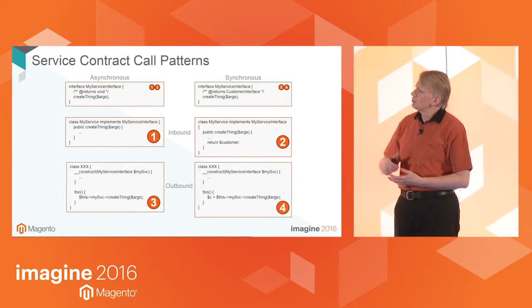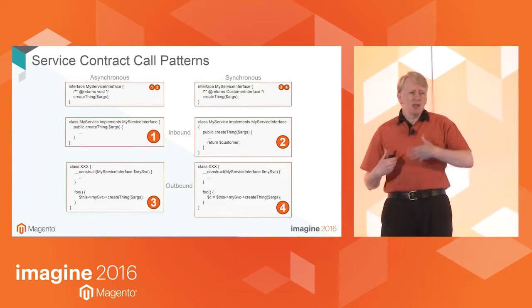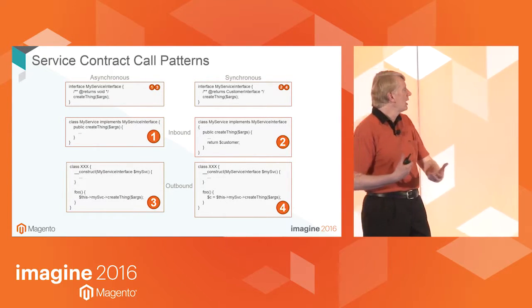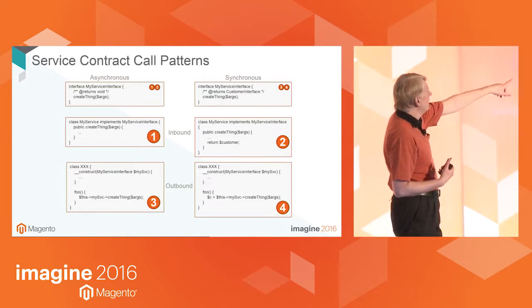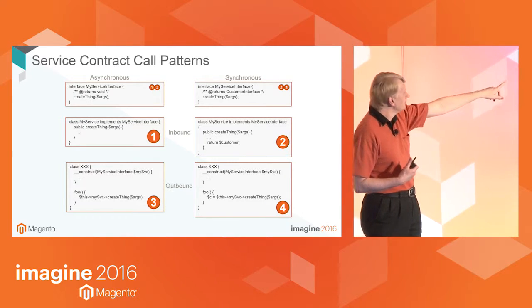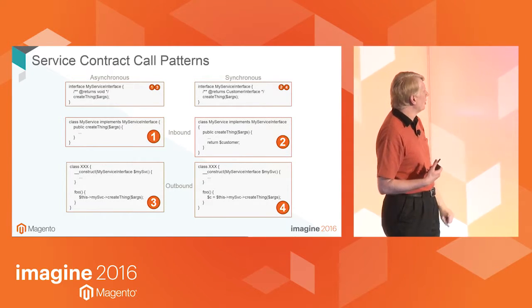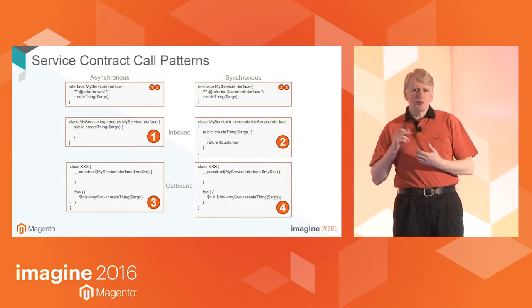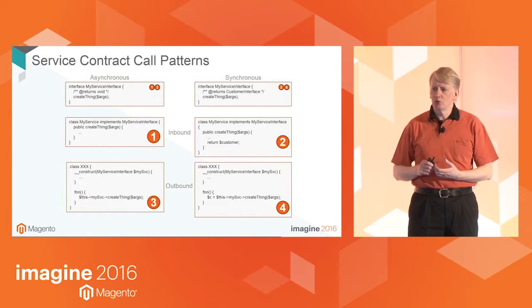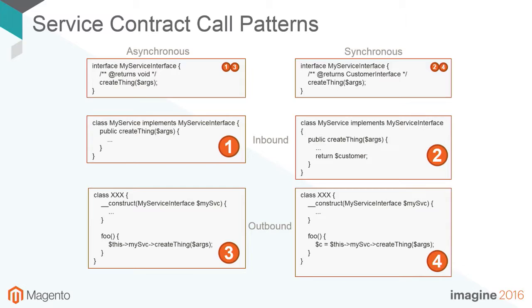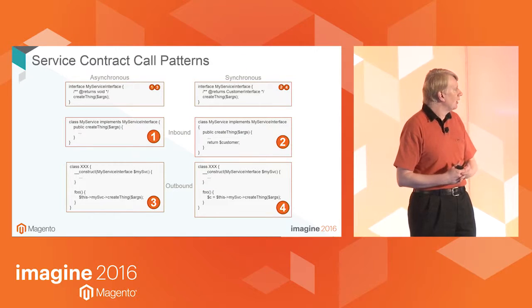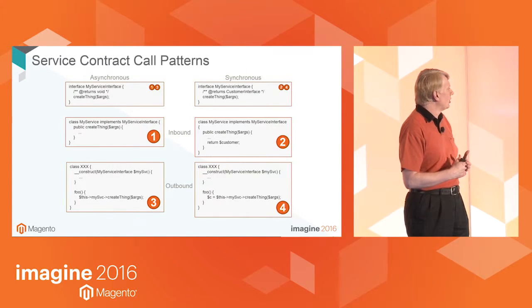Now, in terms of if you want to implement a service, you write a class that implements the interface, which is the box with number 1 on it. If you want to make a service call out to another remote service, you basically write your constructor to say, I want an instance of that interface, and then the dependency injection and so forth wires up and plugs in the actual implementation.